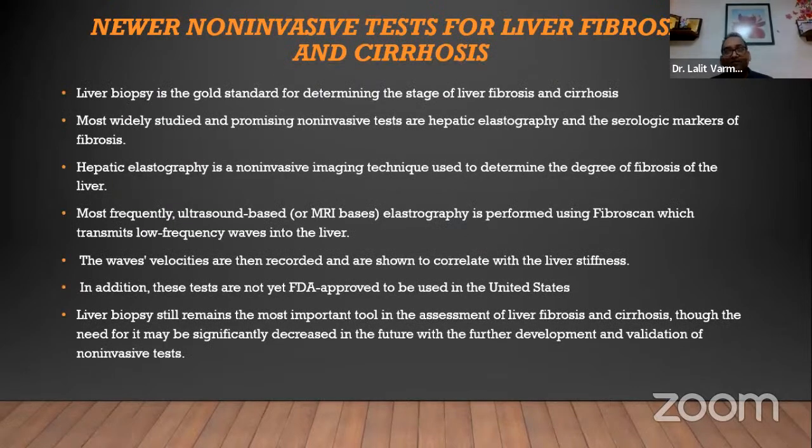So apart from liver biopsy, now we have newer modalities. Of course, the gold standard still remains liver biopsy. Liver biopsy is the gold standard for determining the stage of liver fibrosis and cirrhosis. The most widely studied and promising non-invasive test is elastography, which is common these days, and it's used as a serologic marker for fibrosis. Hepatic elastography is non-invasive. It can be MRI based or ultrasound based, where it is called FibroScan when we do it with the help of ultrasound. A few centers in Bombay also have FibroScan available these days.